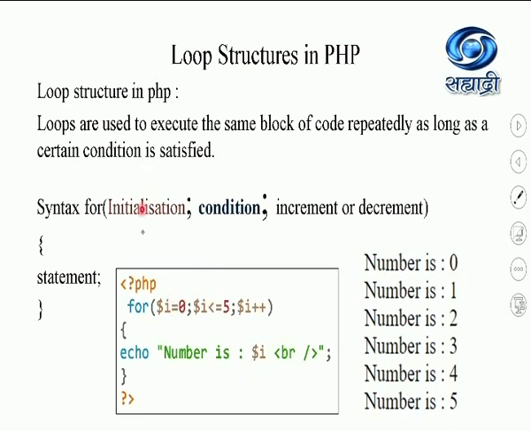So let us see. This is the initialization part. I have initialized I equal to 0 over here. What is the condition? Till I is less than 5, you need to execute it. So increment or decrement, as the value of I is smaller than the last value. This is the initial value, this is the last value, and this is the increment or decrement.